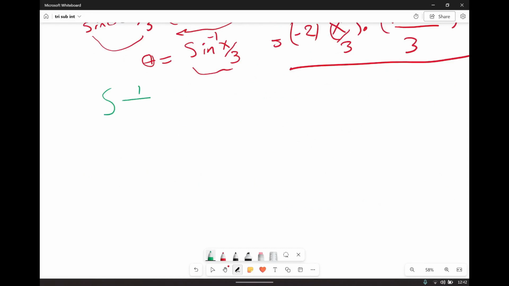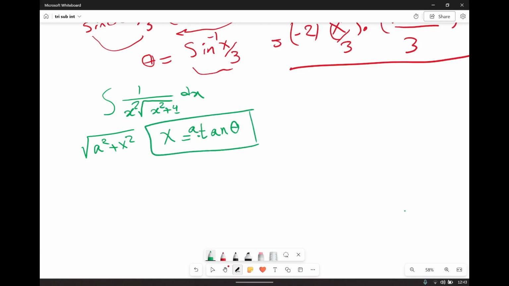Integration of 1 over x squared radical x squared plus 4 dx. If we're going to get rid of this form of radical a squared plus x squared, we must substitute x by tangent theta multiplied by a.